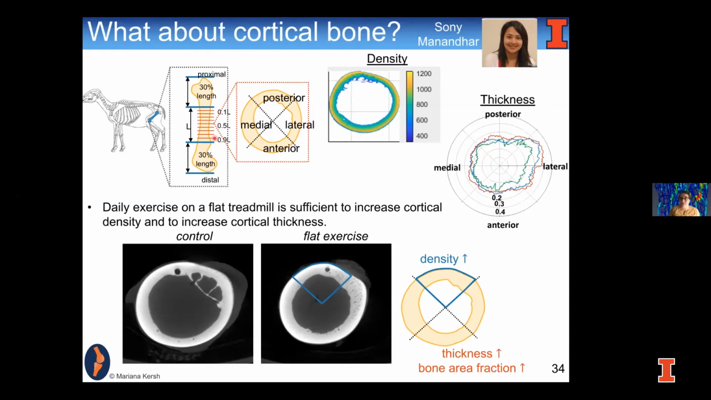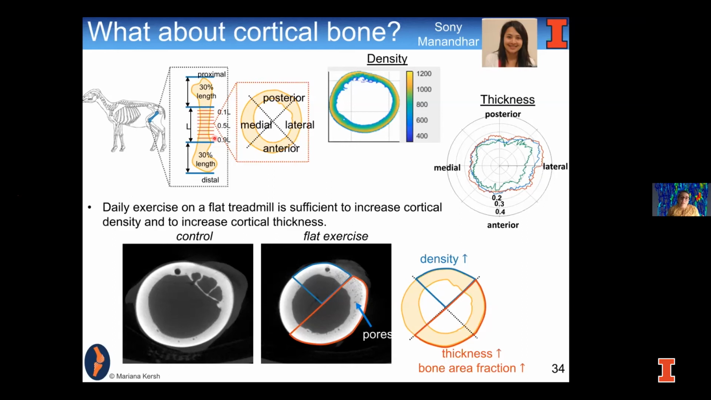So density increased in the posterior quadrant, whereas thickness and bone area fraction increased in 2 different quadrants. And again, it's this interesting dichotomy of why bone is responding in these 2 different ways. We also see a significant increase in the porosity of some of the bones. And so we're interested in looking at whether or not there's increased vascularization as these bones are subjected to exercise loading and what that might mean.